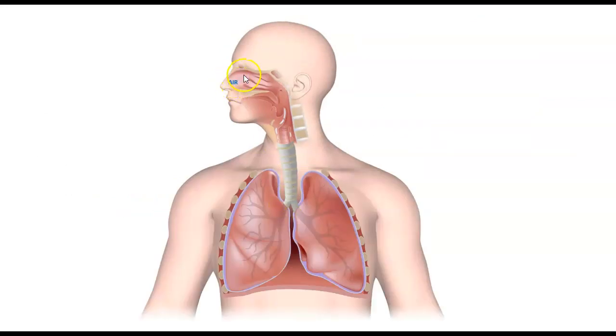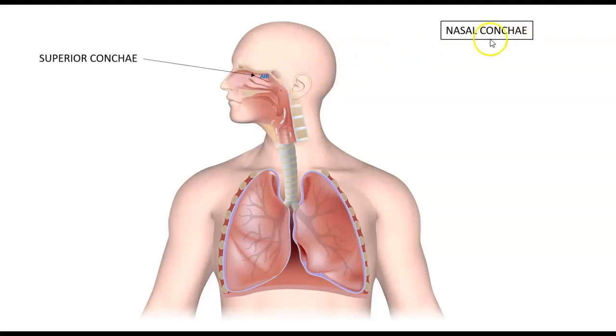As air moves past the nasal cavity, it reaches these little areas that are divided with grooves at the inferior. These are called the conchae. We have a superior conchae, a middle conchae, and an inferior conchae. The grooves below them are called the superior, middle, and inferior meatuses.